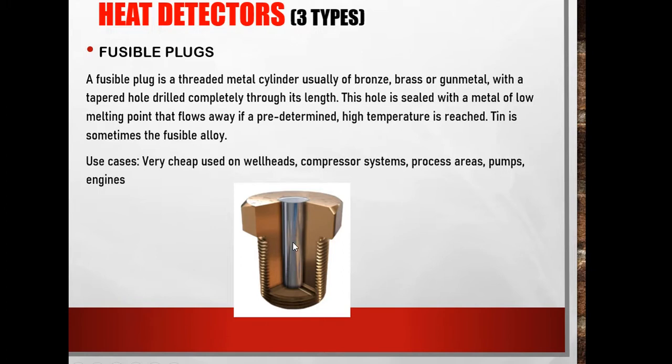And when this melts out, this has a very high melting point, so it wouldn't melt the outer body, that's the gun metal. The metal that is put inside has a lower melting point than the outer metal, so that when there's a lot of heat, the one in the middle melts and flows out. And this is what triggers the alarm and lets you know that something has gone amiss.